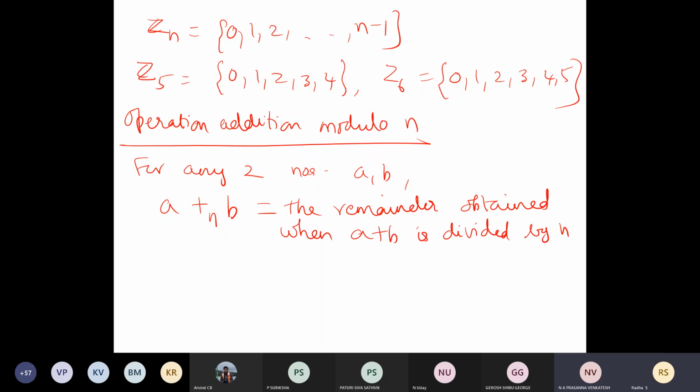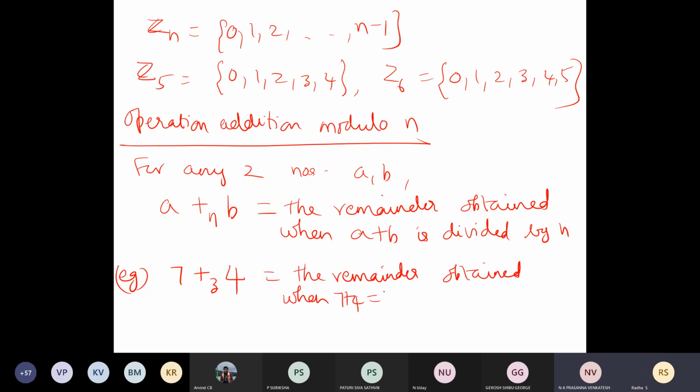This operation, have you understood? See, for example, 7 addition modulo 3, 4 is nothing but the remainder obtained when 7 plus 4 equal to 11 is divided by 3. So what will be the remainder? Can you say? 11 when you divide by 3, what is the remainder?